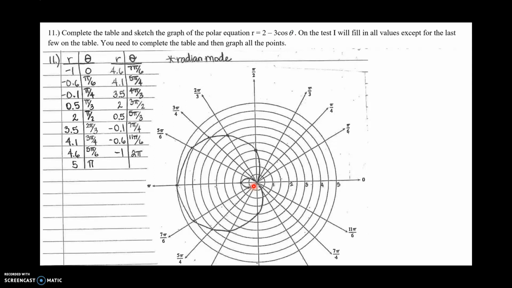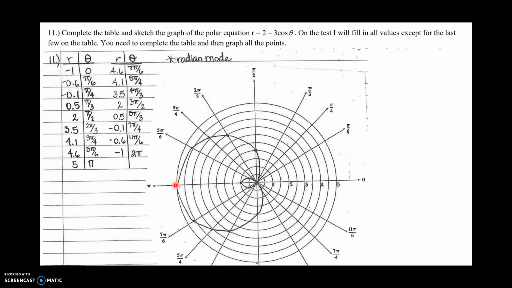And then the next one that we had is pi over 3, 1/2. So here's pi over 3 right here. So 1/2 would be right here. So again, we had this point, and then this one, and then this one, and then this one. Then we had pi over 2, 2. So here's pi over 2, and we're going to come out a length of 2 for our next point. And then 2 pi over 3, 3.5. 3 pi over 4, 4.1. 5 pi over 6, 4.6. And then pi, 5. And then go back and connect those dots if you haven't already.